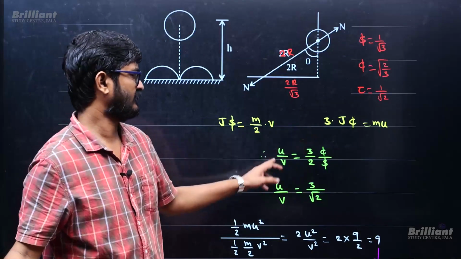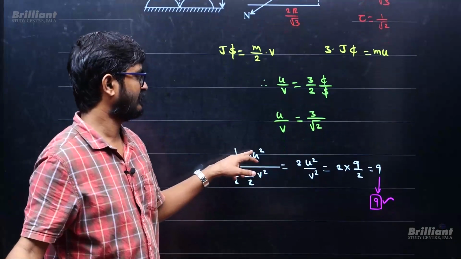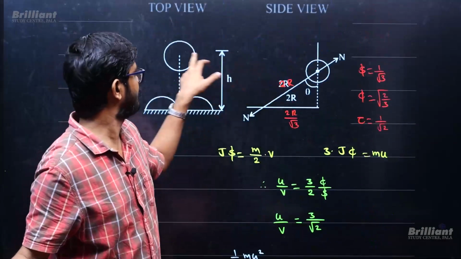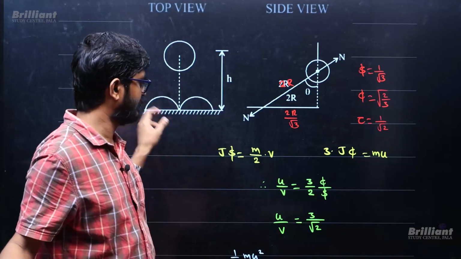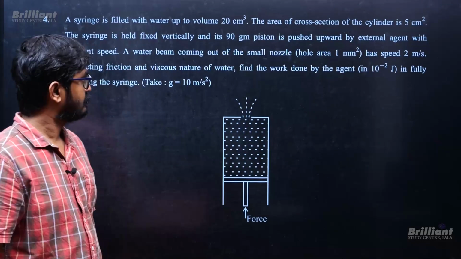Then I am taking the ratio of u by v. I am substituting the value of tan theta. But they are asking what is the ratio of the initial kinetic energy of this guy before hitting to the kinetic energy of this guy after hitting. You can substitute the value and you can get the answer.